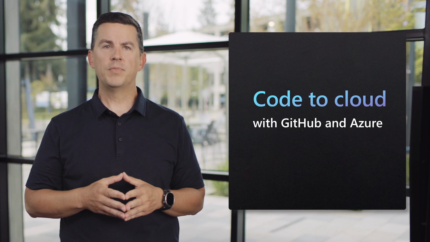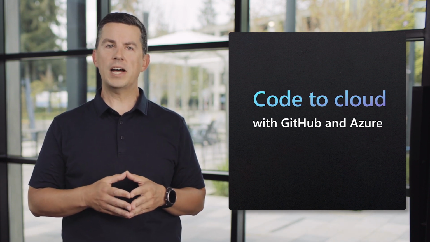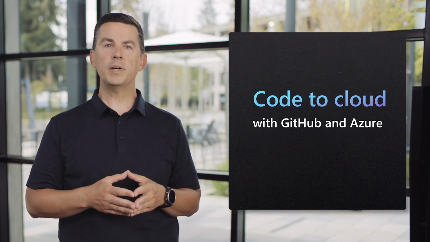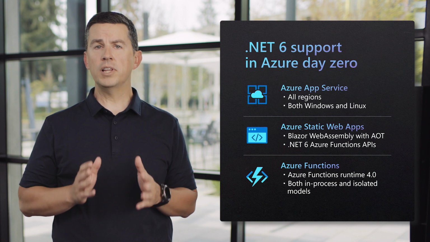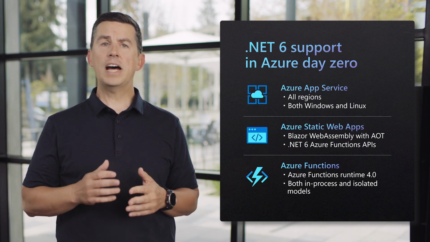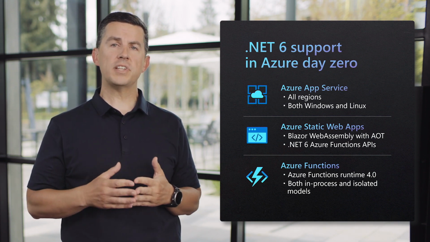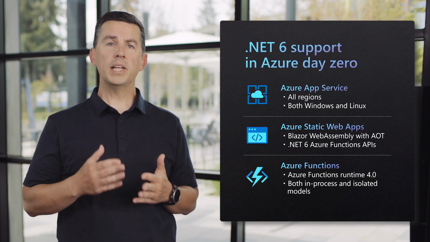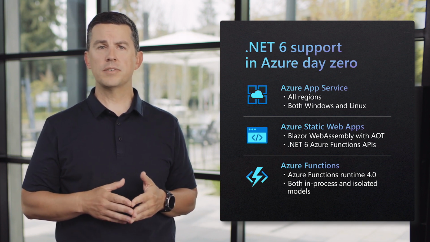You likely can't have a client application without a backend to support it. Let's drill into some of the capabilities of Azure and how we can use GitHub to help us get our code to the cloud. No matter what Azure service you use, you can be confident that .NET is supported. .NET 6 was supported on Azure the same day of its release in November last year. Azure App Service support for .NET 6 is available in all regions for both Linux and Windows. Azure Static Web Apps support full-stack .NET 6 apps with Blazor WebAssembly and Azure Functions.